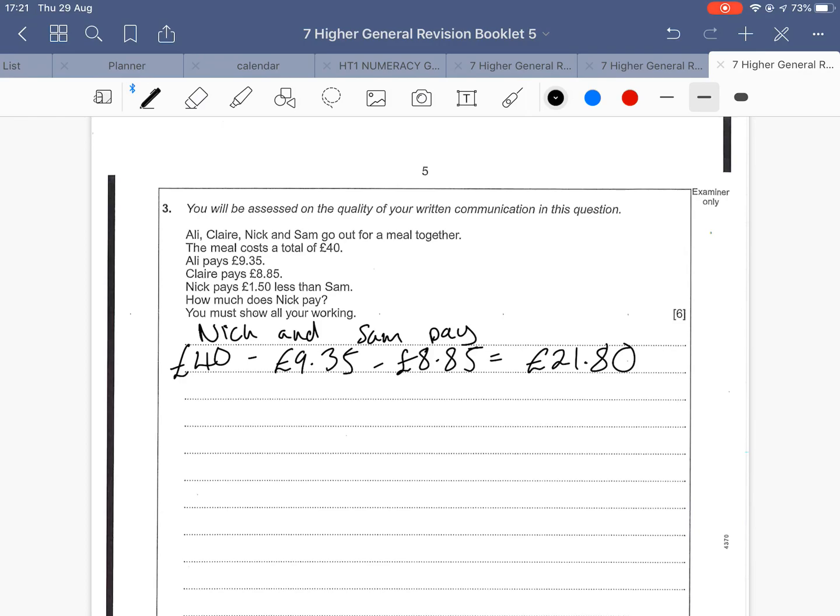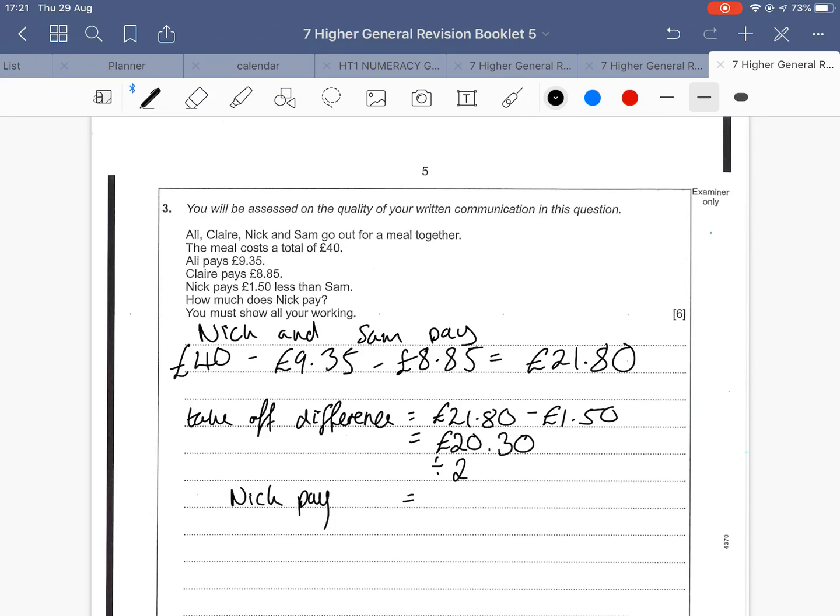So if we take off the difference, we've got £21.80, take away our £1.50, which gives us £20.30. Equally, if we divide that by 2, Sam and Nick would hypothetically halve it. So this would be Nick's share because he pays less. Nick pays £1.50 less, yeah. So Nick pays £10.15, and then for Sam, we just add our £10.15 plus our £1.50.